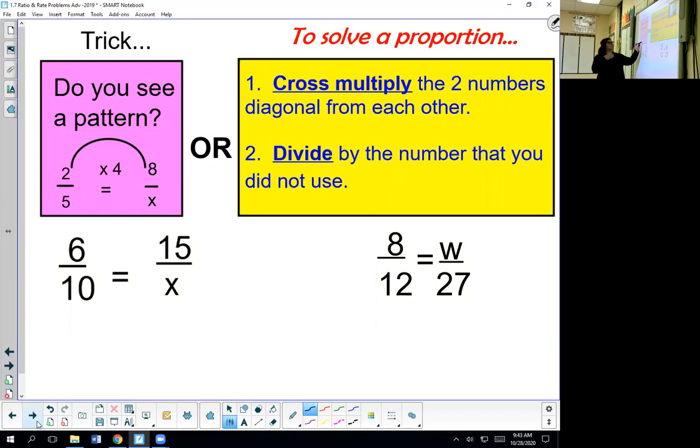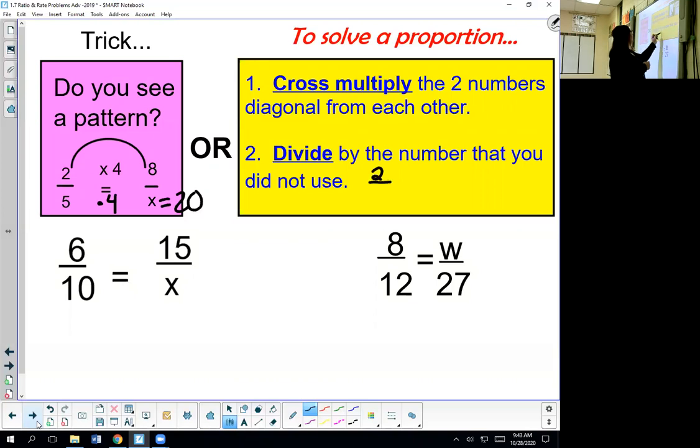So therefore, if I multiply this by 4, x would be 20. Okay, so we see the trick is the best way to do it. But another way to solve a proportion is to cross multiply the ones that are diagonal from each other, taking this example here and then dividing by the number that you don't use. So it's a lot of wording, but let me just show you here.